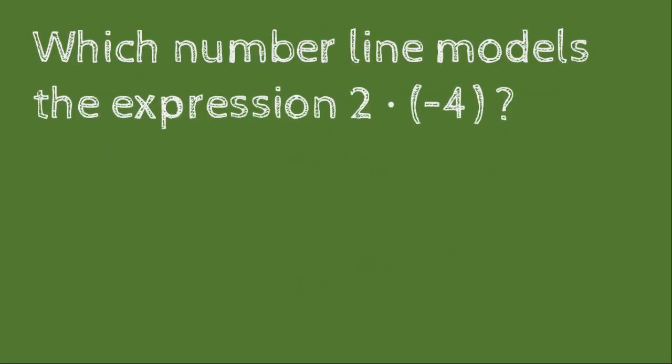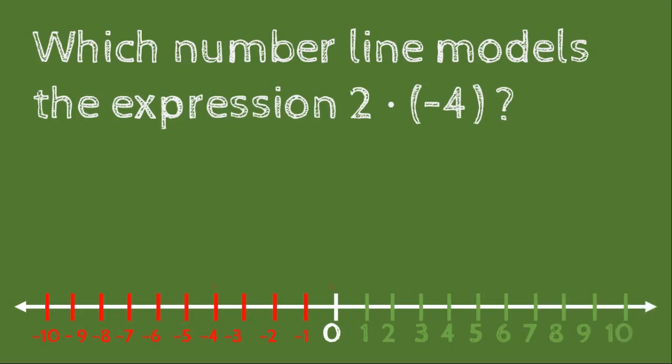Next, which number line models the expression 2 times parentheses negative 4? So we draw a number line. And from 0, we can represent 2 times negative 4 by moving to the left one time, that's 0 to negative 4, and then another time from negative 4 to negative 8.